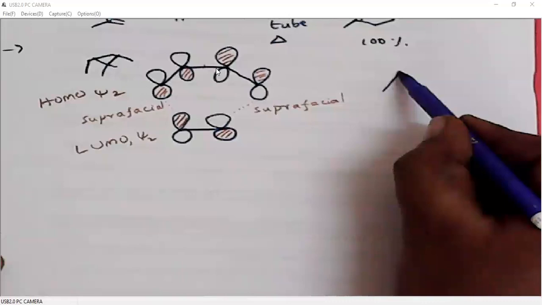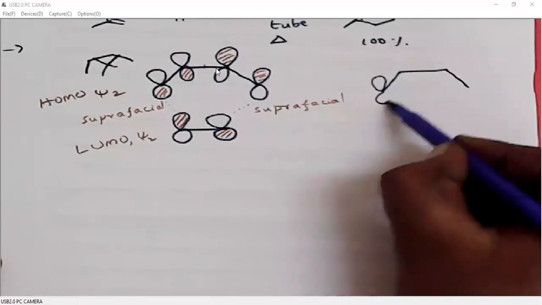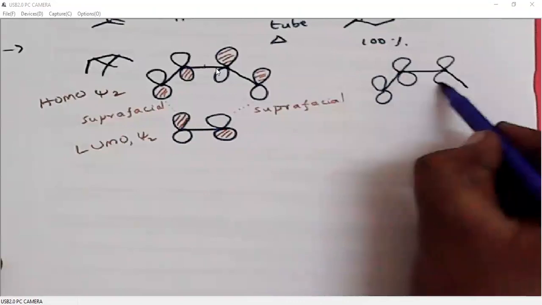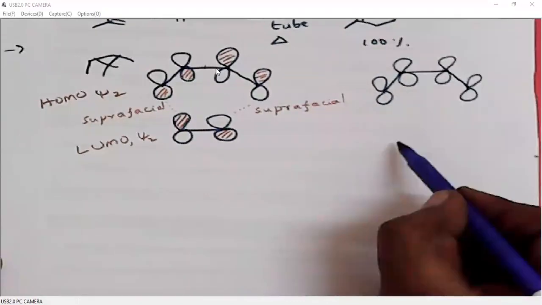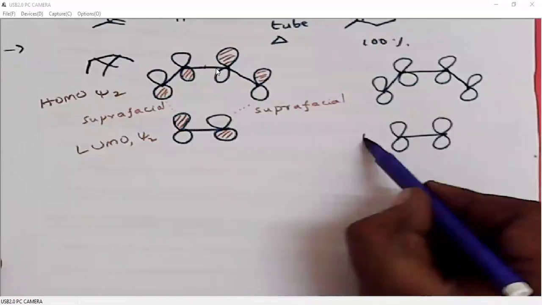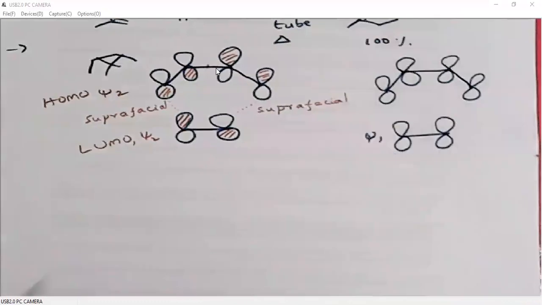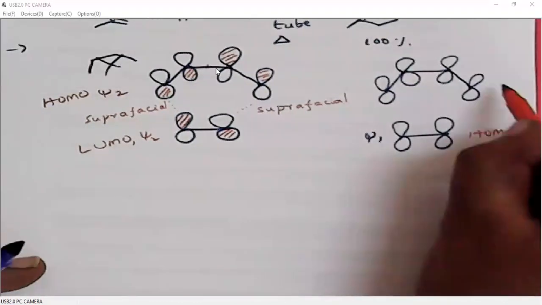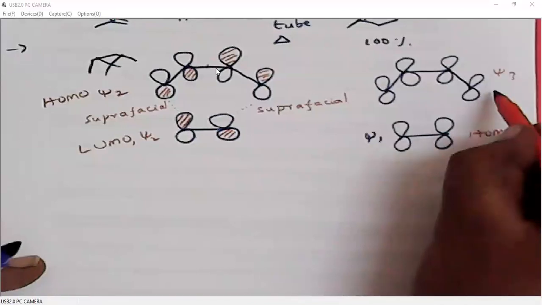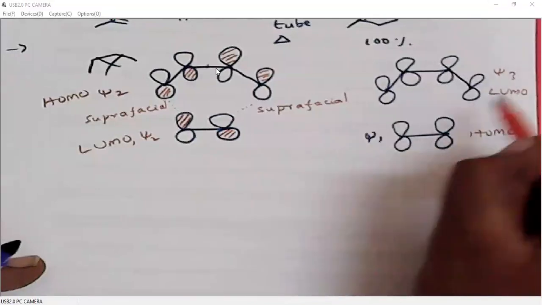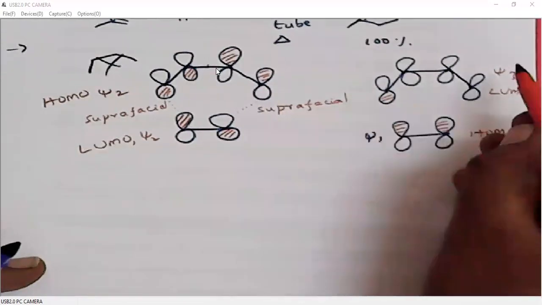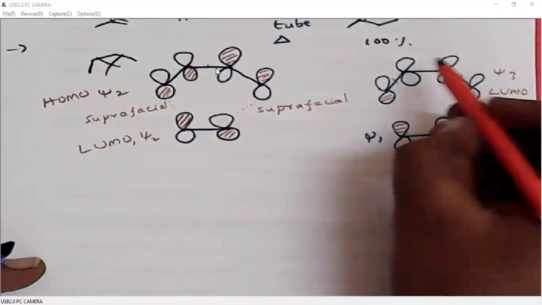Okay. So when we look at the other reactivity, what is the LUMO of butadiene? It is Psi3, where we have two nodes. What is the HOMO of ethene? It is Psi1. HOMO of ethene is Psi1, LUMO of butadiene is Psi3. So these two are positive lobes. Here we have two nodes, so one will be here, one will be here.